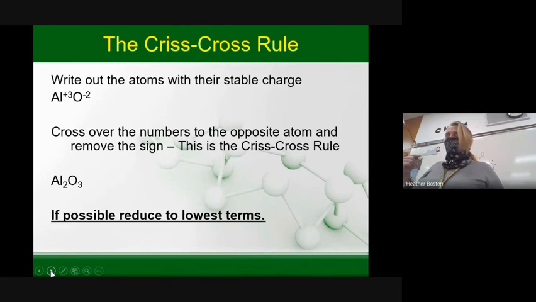The other way you could do it is the crisscross rule. So let's look at our charges. Aluminum's plus 3, oxygen's minus 2. If you drop the charges down like that, you crisscross them, you'll see that oxygen's 2 becomes aluminum's subscript. Aluminum's 3 becomes oxygen's subscript.